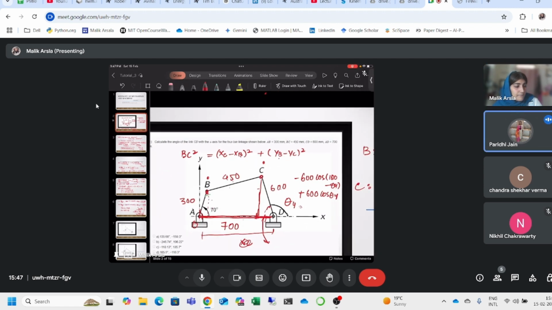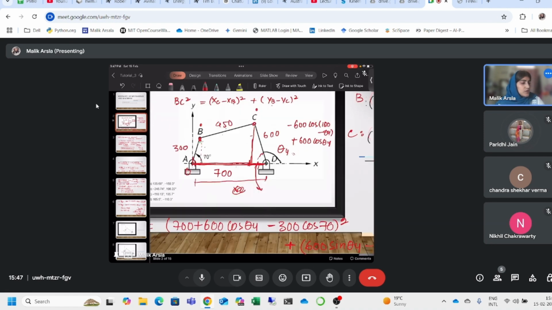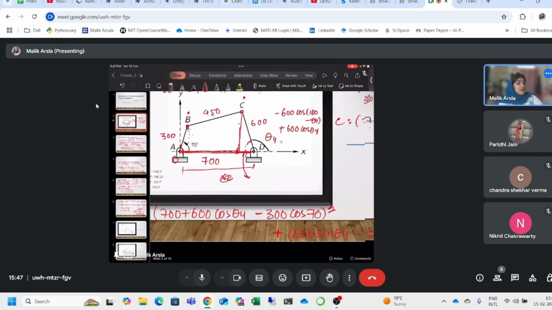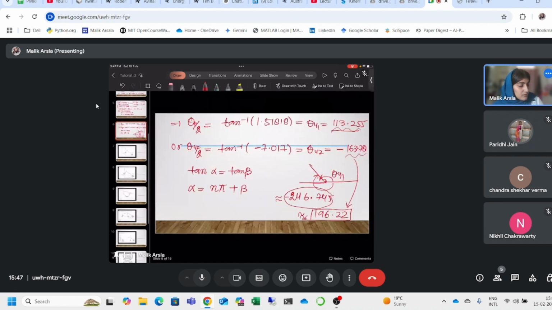Ma'am, can you please tell why did we subtract the angle from 360? Okay. So see, what is the general solution of tan alpha equal to tan beta? We know that whenever we say tan alpha is equal to tan beta, we do not say alpha is equal to beta. We say alpha can be n pi plus beta.